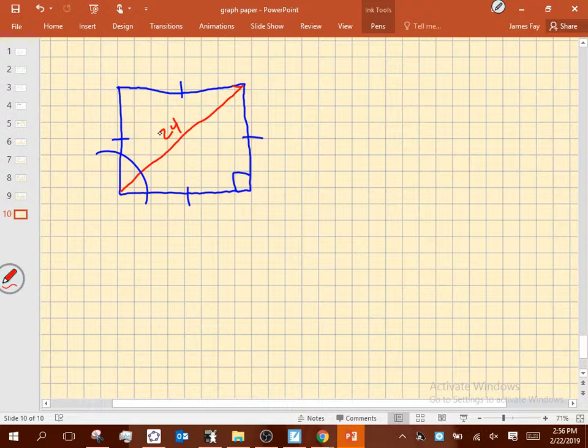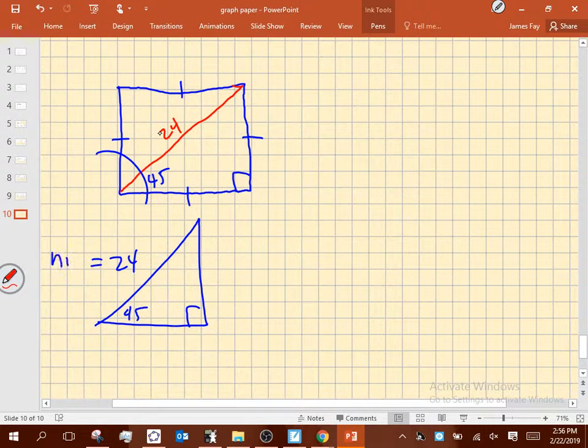It bisects it. Okay? So, that angle right there, with the red and the blue side, isn't this angle right here 45 degrees? Okay, so 45, 90, this is 24. Is that my n root 2 side? Okay, so now I'm going to say I want to solve for n.